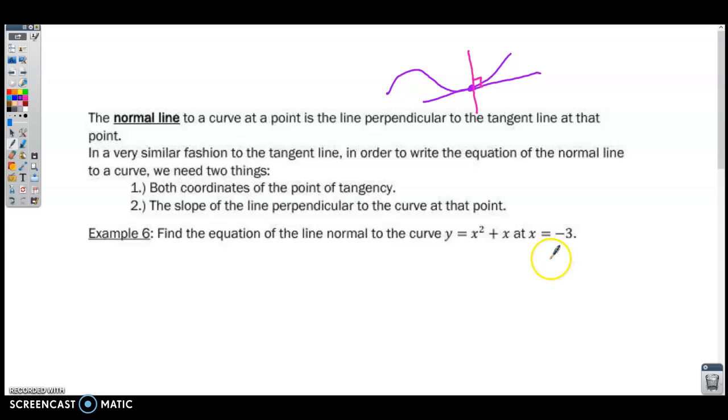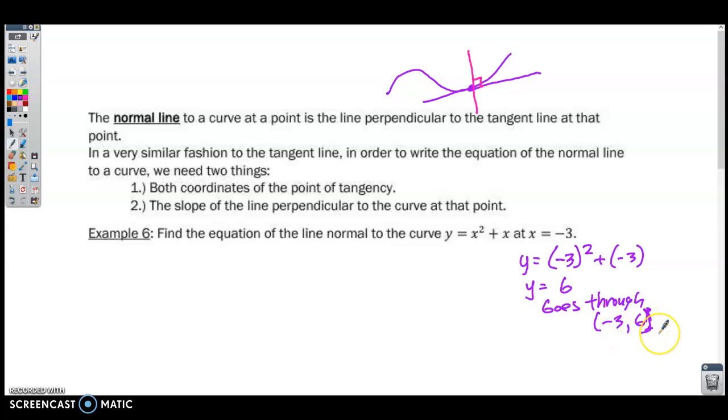First thing I'm going to do is go ahead and find the coordinates of my point. I substitute negative 3 into the original function for x and calculate. It tells me the y coordinate is 6. So this goes through the point negative 3, 6. Okay, then I've got to find my derivative at negative 3. So I'm going to find f prime at negative 3.